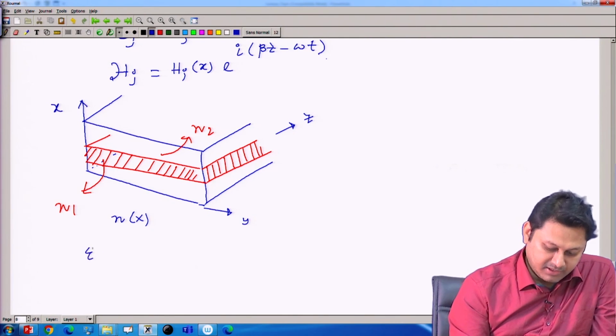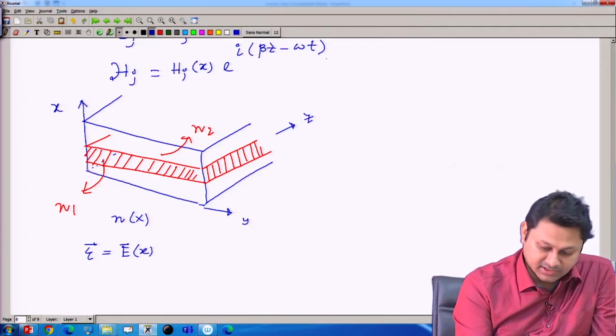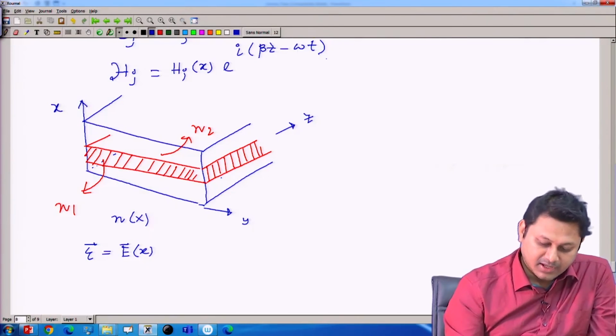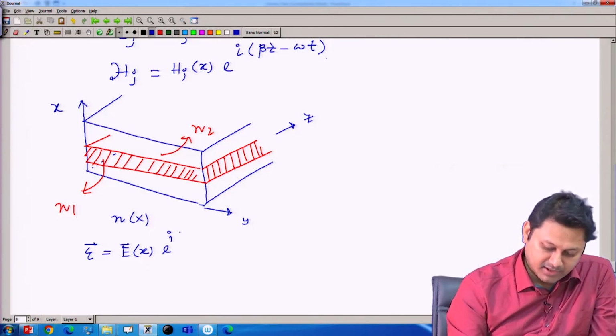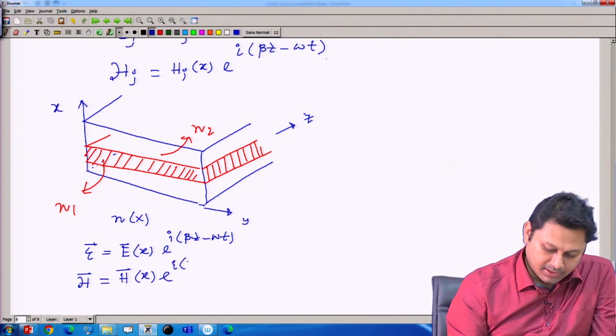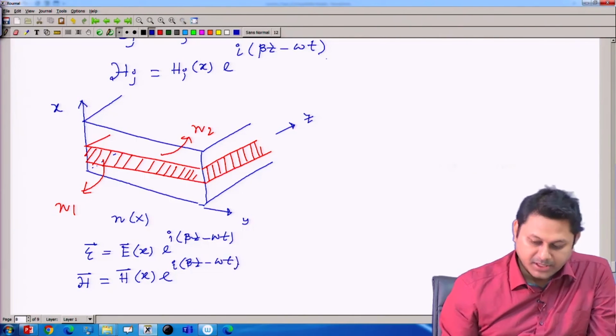So, my electric field can be written in terms of E as a function of x, because there will be no distribution along y direction, and along z direction the pulse is propagating. So, I can write the distribution in this way, or my H will be H of x, e to the power of i beta z minus omega t.